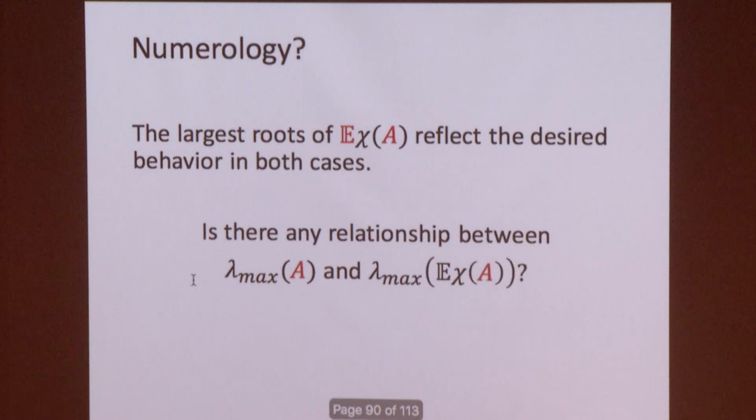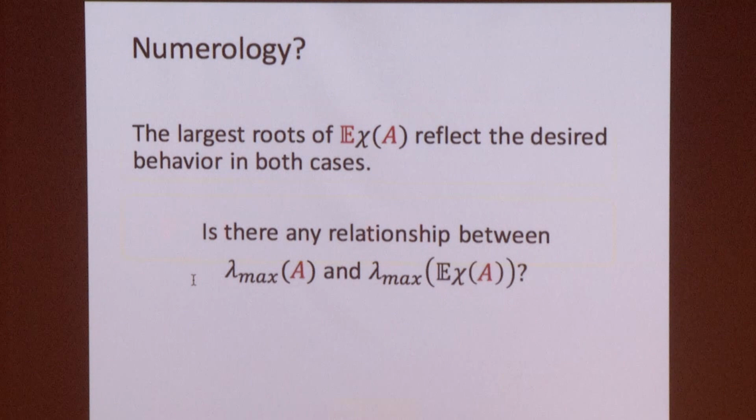So, this is sort of suggestive. I mean, is this numerology? In both these examples, the largest roots reflect the sort of desired behavior that you want for this partitioning problem. In the first case, it matches what the greedy algorithm does. In the second case, it matches what the random algorithm does. And so the question you might want to ask is, do these numbers have any meaning? Is there any relationship between the eigenvalues of this random matrix and the roots of this polynomial?